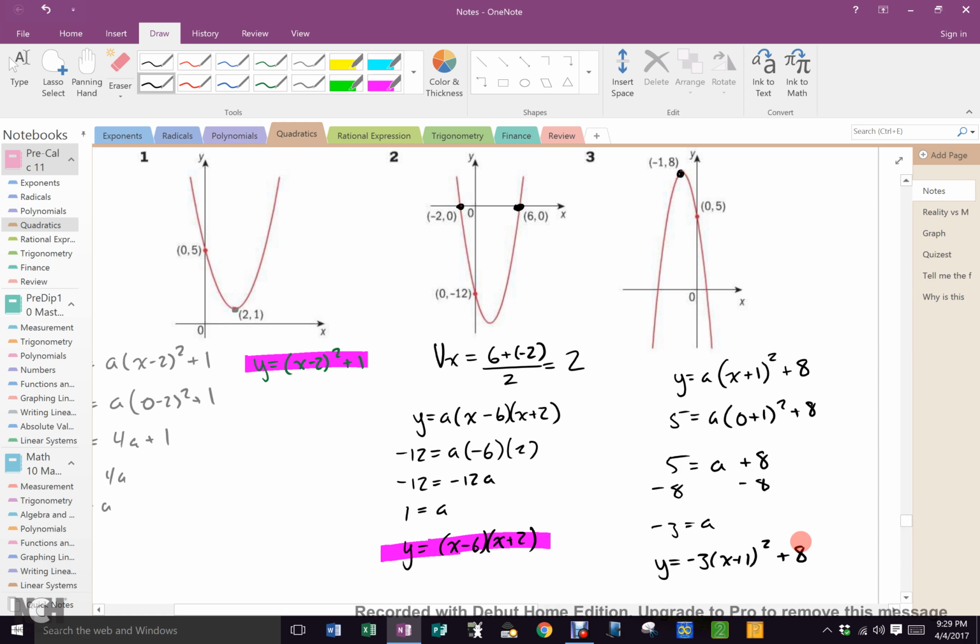Now let's check and make sure. If it's negative 3 for a stretch, when I go over 1, I'm supposed to go down how far? 1, but I went down 3, so it's right.